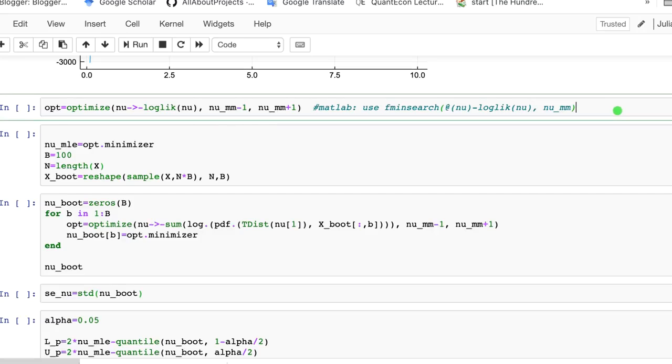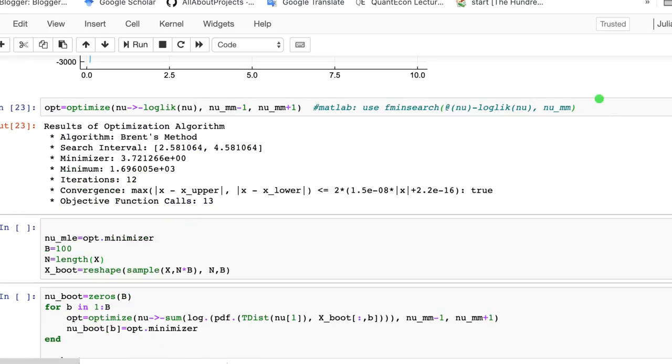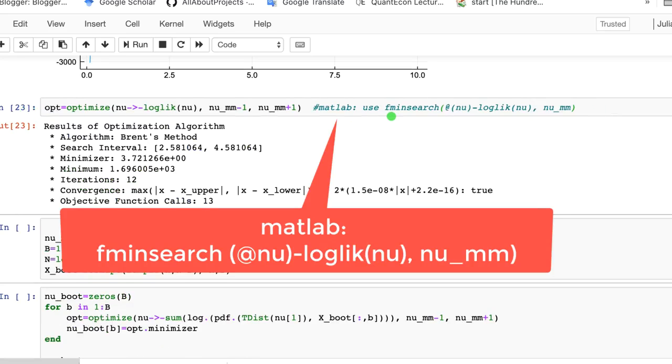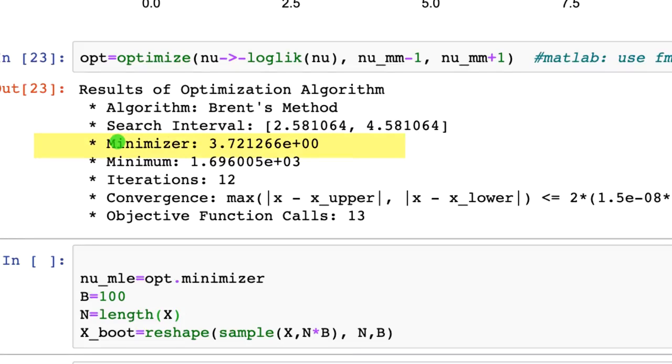And I can optimize this using an optimizer here. In MATLAB you will have to use fminsearch. You will minimize the negative of the log likelihood function starting from the initial point, which is the method of moments estimate. And it computes the maximum likelihood estimate as 3.72, whereas the method of moments estimate was 3.58.